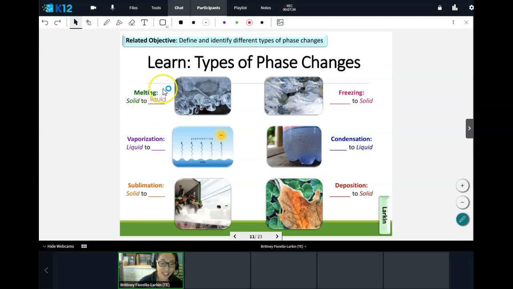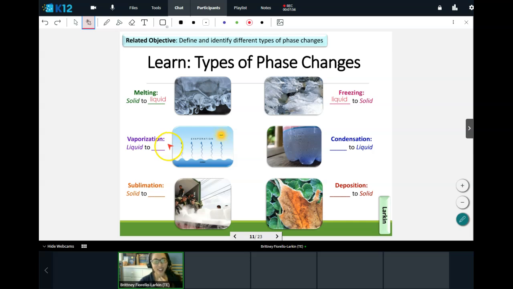Now, the reverse then would be freezing. Freezing is when you go from a liquid to a solid. So let's say we take that ice cream, we get it into a freezer nice and quickly, it'll turn back into a solid. So these two things are opposite processes. Solid to liquid is melting, but the reverse, liquid to solid, would be freezing. Definitely a nightmare. I agree, Alexis.